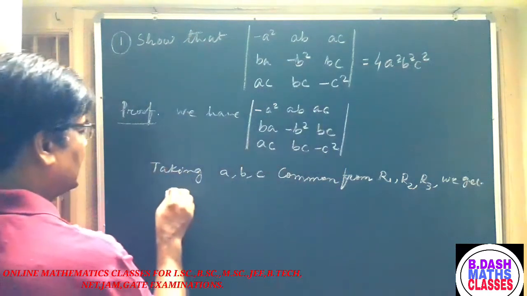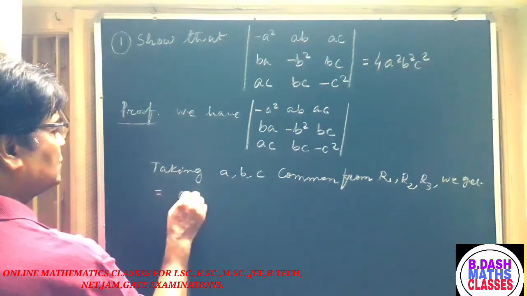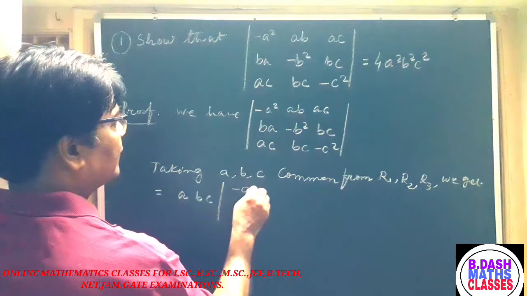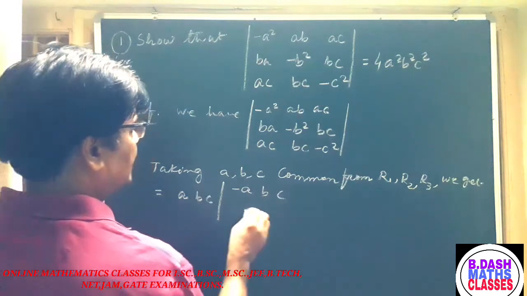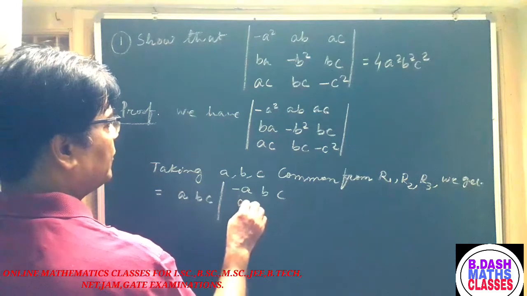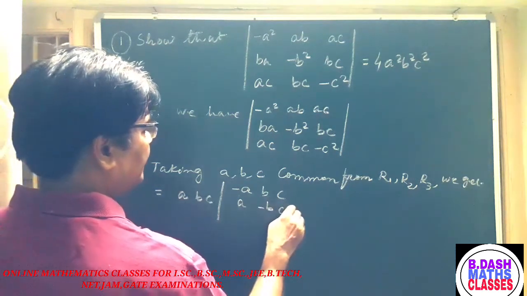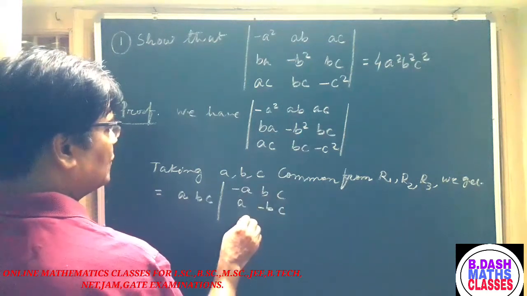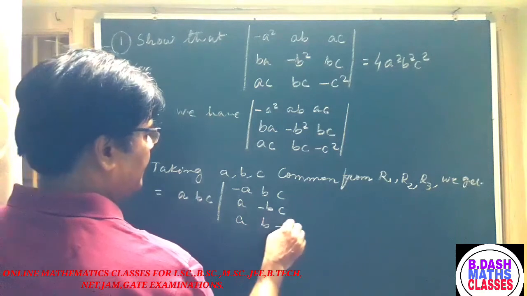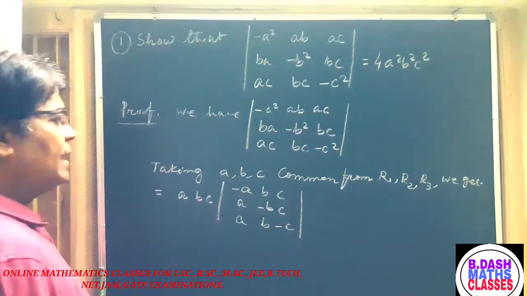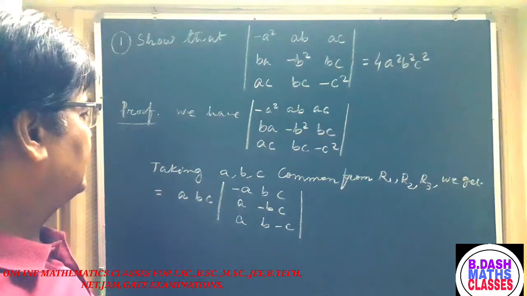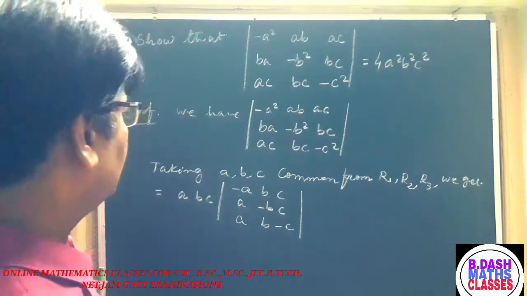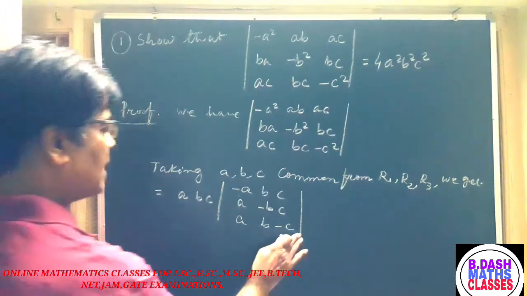So if we take common, this will be equal to a, b, c, and we will get minus a, b, c in the first row. Here it will give you a, minus b, c, and you will take c common from the third row, so that you will get a, b, minus c. Now if you observe this determinant, you can also take a, b, c common from the first column, second column and third column.